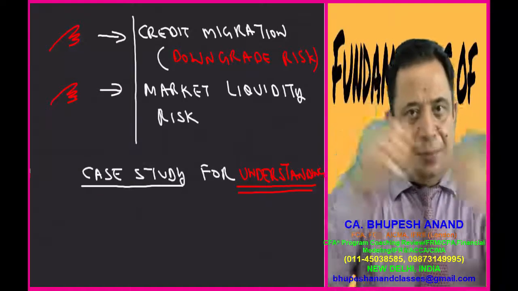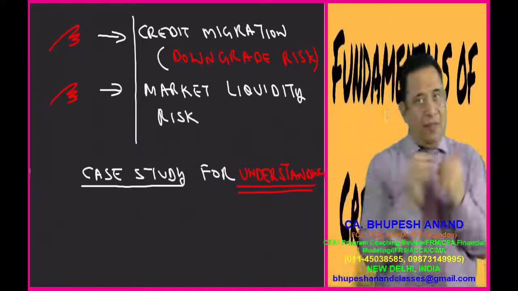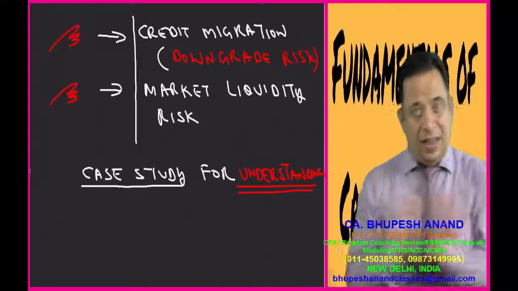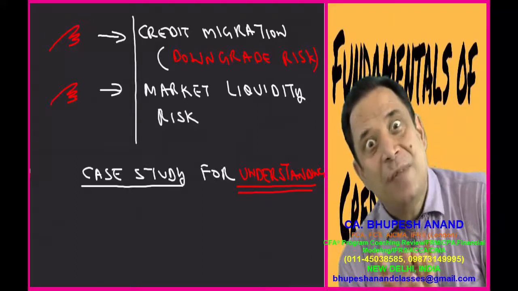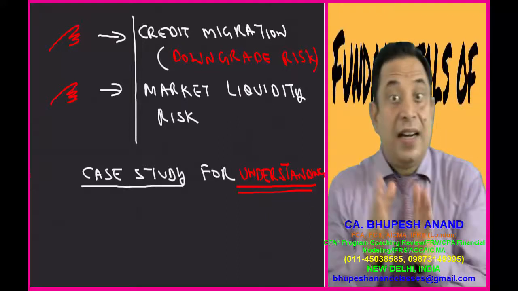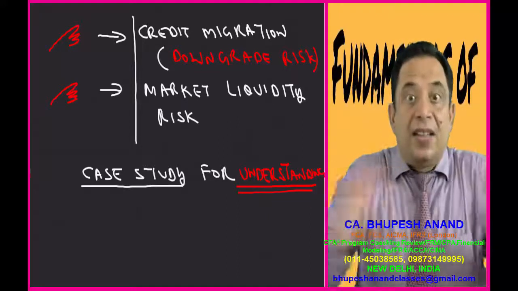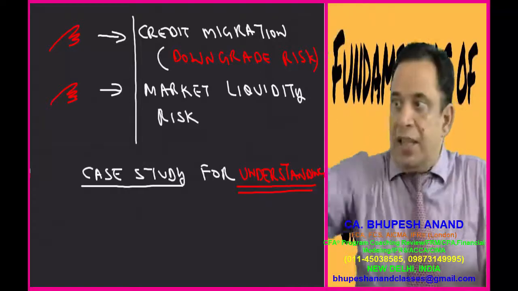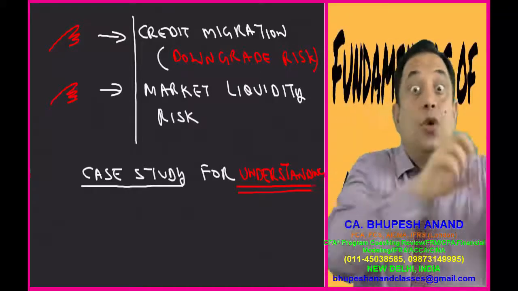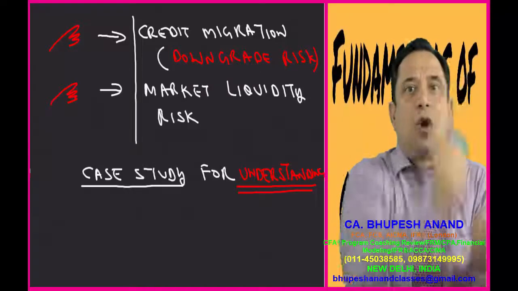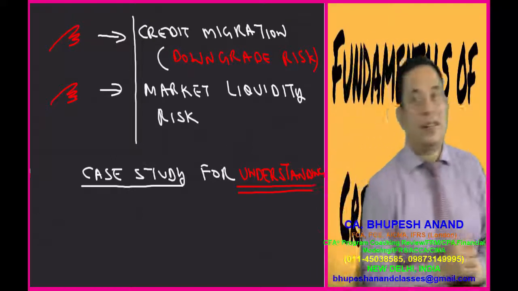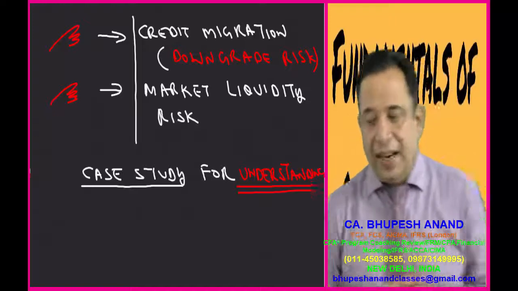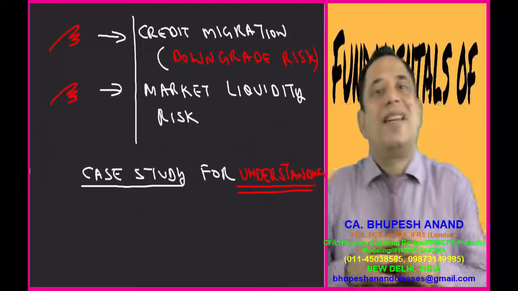Now the last concept, in learning outcome A. We will be covering learning outcome A and B in this lecture. So I am on the last point, so please be attentive. The next 5 minutes are very important. Now I said spread, the difference, the wider the spread, the more will be YTM, the less will be price. Now that spread is due to which reasons? What are the components of that spread? One is credit migration, that is downgrade risk, and second is market liquidity risk.